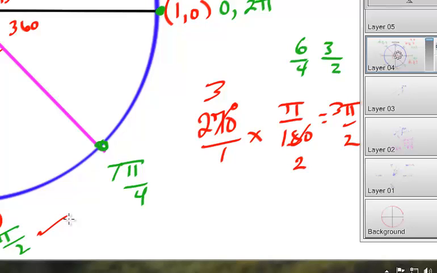Now tomorrow, we're going to bust this up into 30 and 60 degree chunks, and I'll have you do it in class as an exercise, and then I'll show you the next level of this.